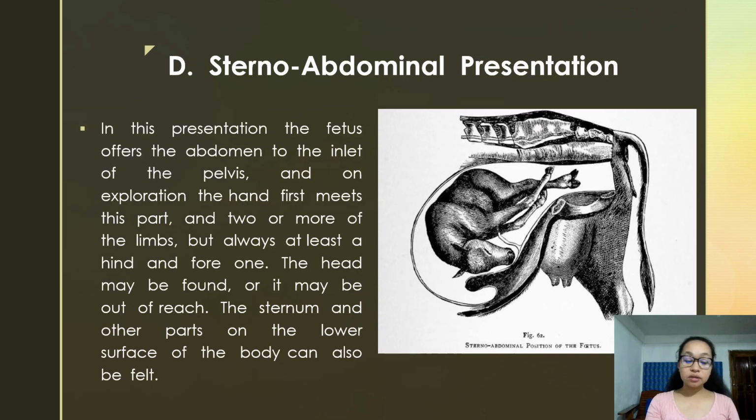So the last one is the sterno-abdominal presentation. In this presentation, the fetus offers the abdomen to the inlet of the pelvis. And on exploration, the hand first meets this part and two or more of the limbs, but always at least a hind and a fore one. The head may be found or it may be out of reach. The sternum and parts of the lower surface of the body can also be felt.